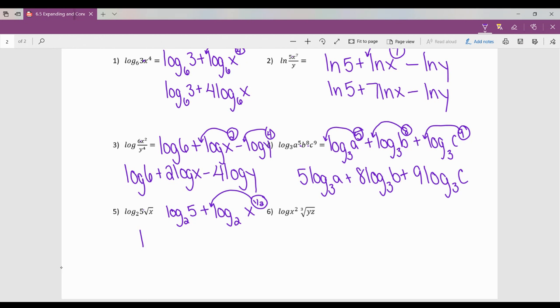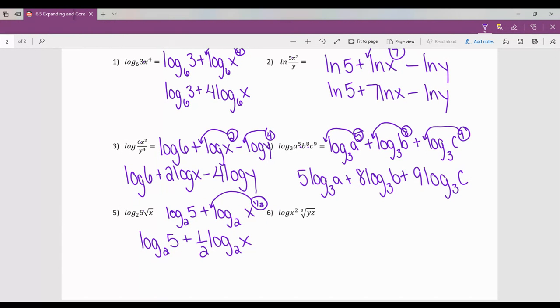So it's going to be log base 2 of 5 plus 1/2 log base 2 of x. Okay, so the 1/2 is being multiplied out in front of that word log. All right, now, ooh, this one's tricky.